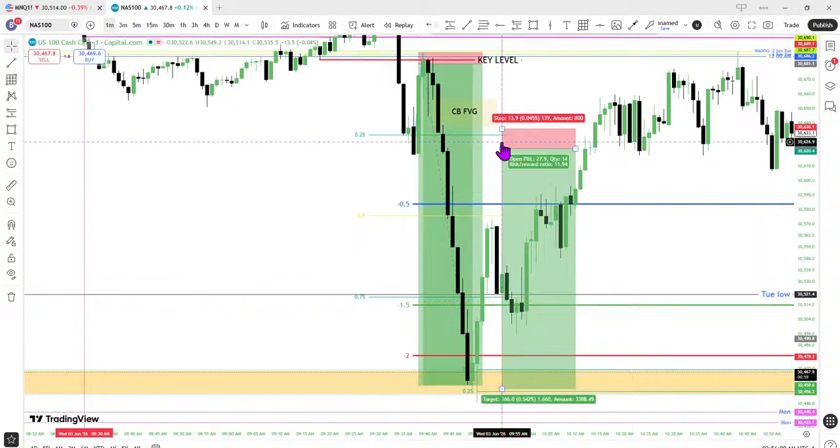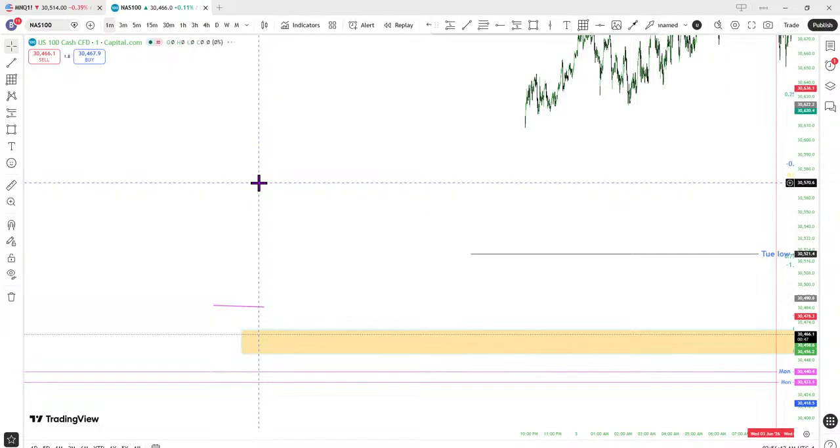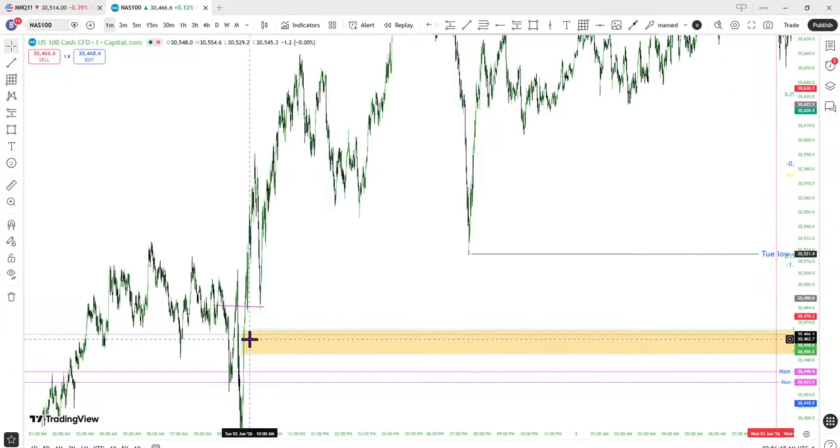Then the second one I pick at CB imbalance. I keep holding it to hit the insufficient imbalance. Where is the insufficient imbalance? This, if you move back, you can see the insufficient imbalance, and you can see the previous day low.